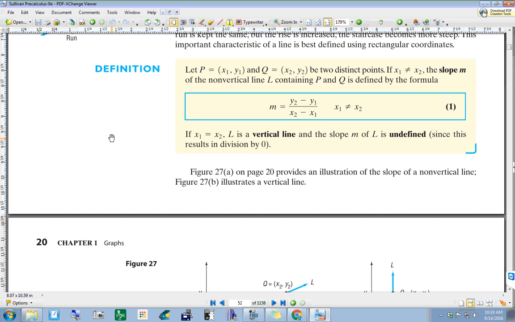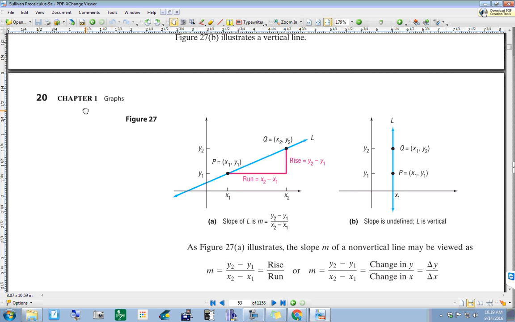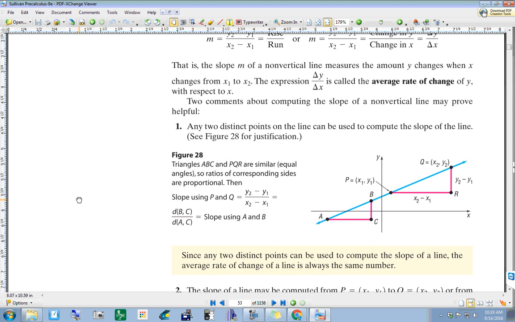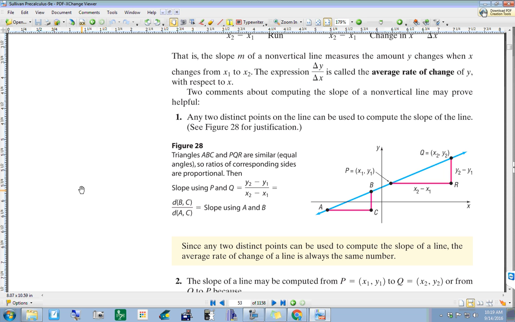Now you might have seen this in physics as delta y over delta x. Delta is just basically change in y over the change in x. So it's nothing spectacular, nothing you haven't seen before. Rise over run is always a good way of dealing with that. Delta y over delta x, that's average rate of change, which is still the slope. It doesn't matter where you go on here, it's always going to be the same.